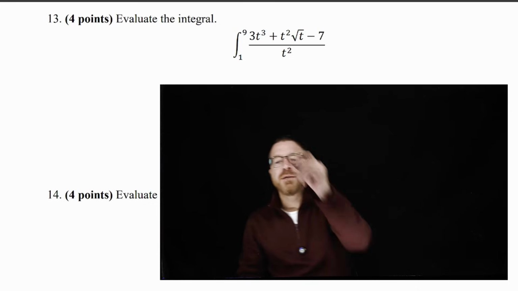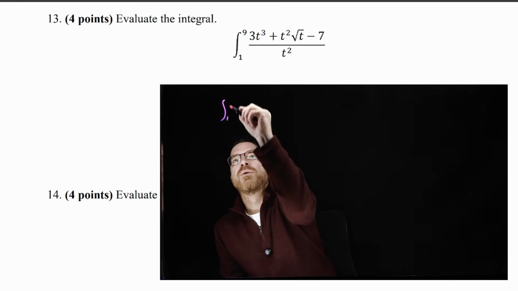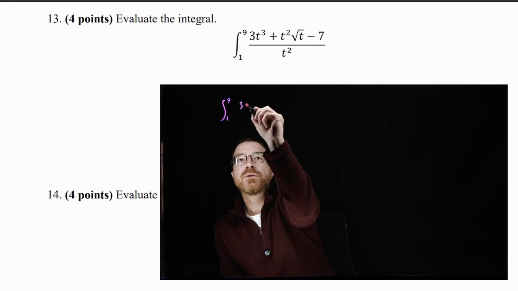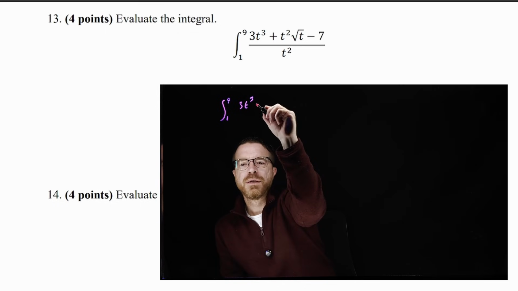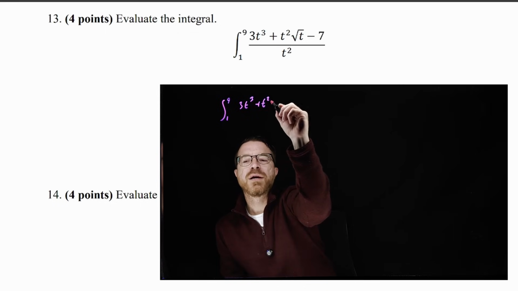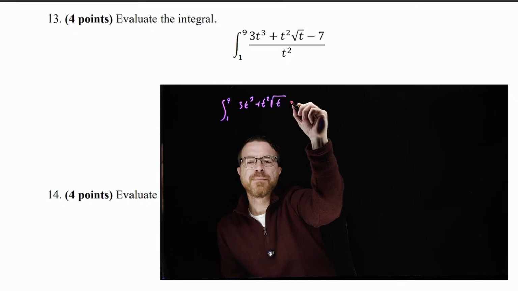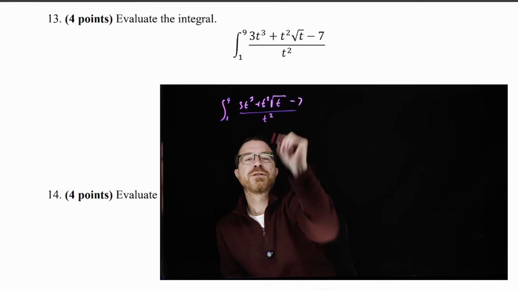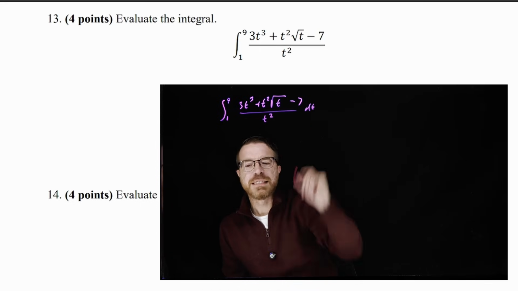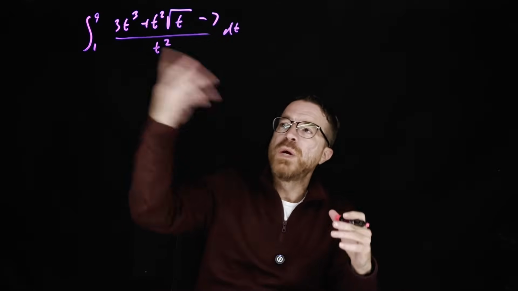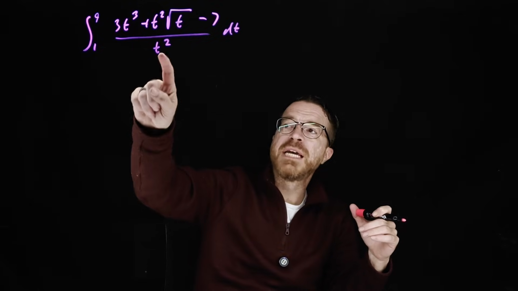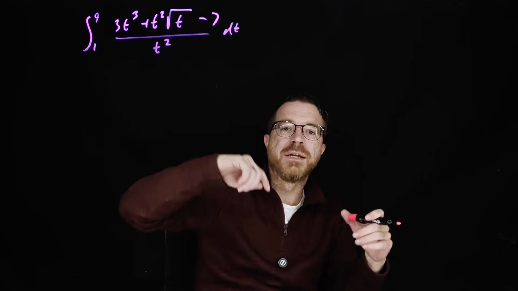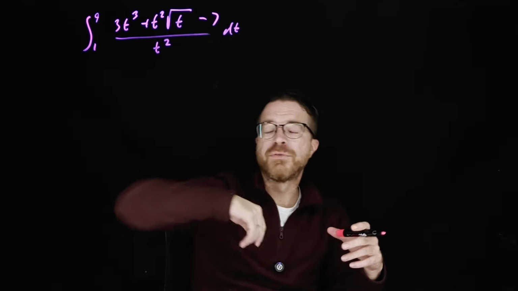For problem 13, we want to evaluate the integral from 1 to 9, 3t cubed plus t squared square root of t minus 7, all divided by t squared dt. So as before, we can't solve this one directly, so I'm going to take this t squared and split it and divide into each of these different terms.